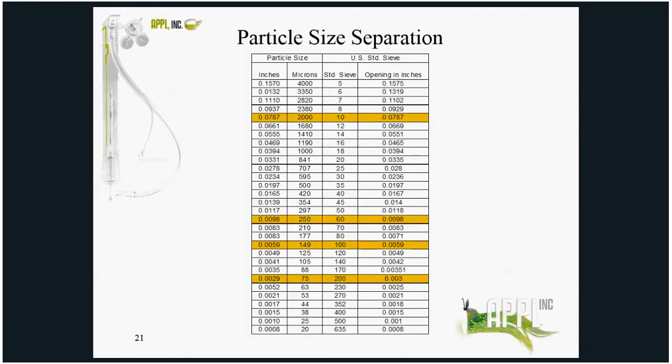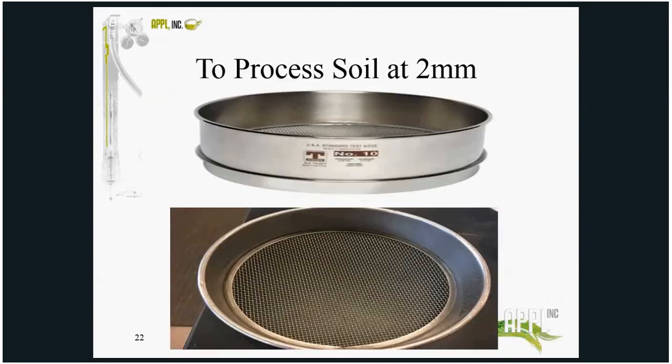Particle size separation is quite easy to do. This is a list of the different sieve sizes available, and it tells you what the particle sizes you'll get. The ones that are highlighted are the typical particle size sieves that we use in our laboratory. To process soil at 2 millimeters, the entire sample, less pebbles and sticks, is sieved through a number 10 sieve.